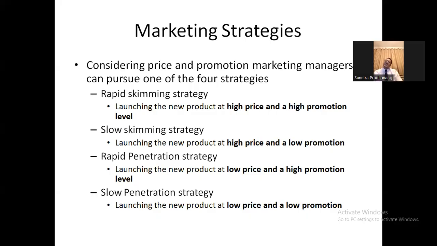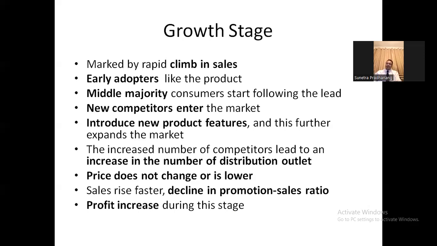Rapid penetration is the opposite of skimming. In skimming, we first launch a product at a higher price, then lower its price to an affordable rate. But in the penetration strategy, we launch the product at a lower price. If we launch the product at a lower price and do heavy promotion, then it's called rapid penetration. And if we have a low price but low promotion, then it's called the slow penetration strategy.